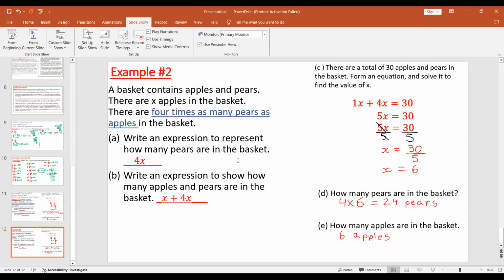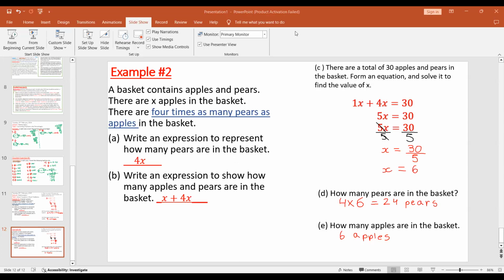There are 30 apples and pears in the basket. Form an equation and solve it to find the value. So we put 1x plus 4x equals 30. 5x equals 30. We divide by 5. 5 into 5, that's x equals 30 over 5. We get 6 because 30 divided by 5 is 6. So x equals 6. How many pears in the basket? We times the 6 by the 4, which gives us 24 pears.